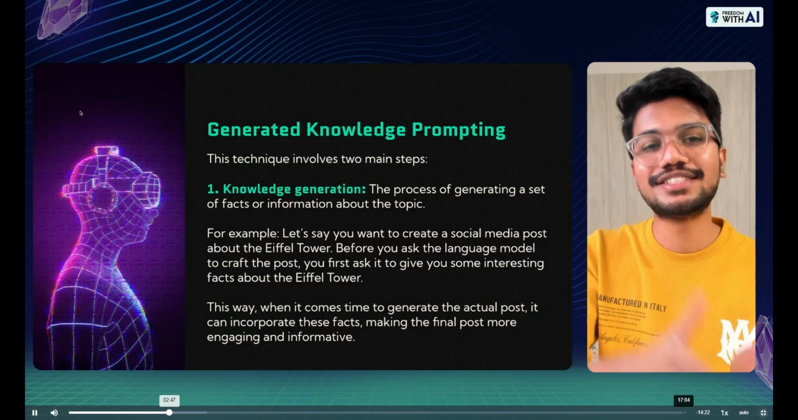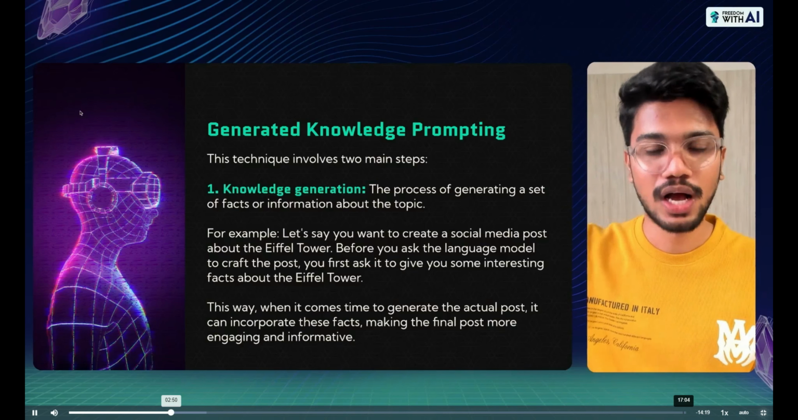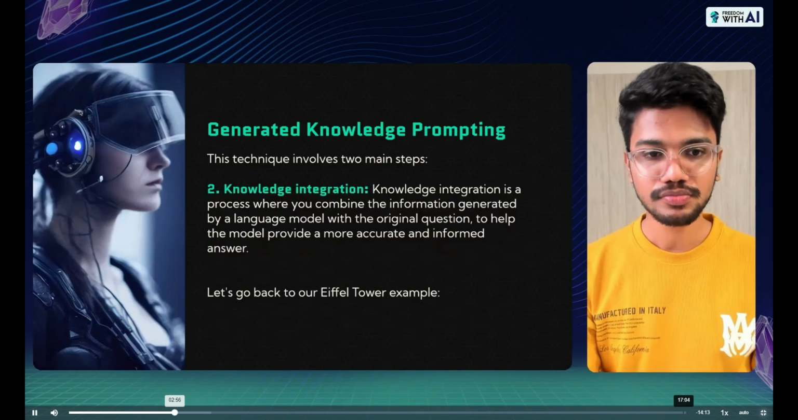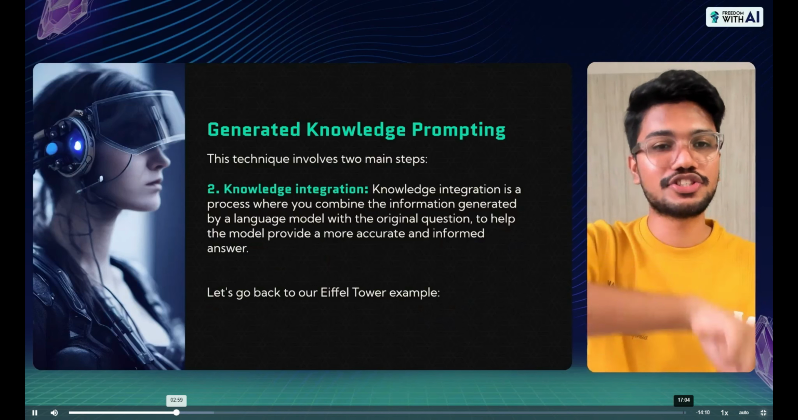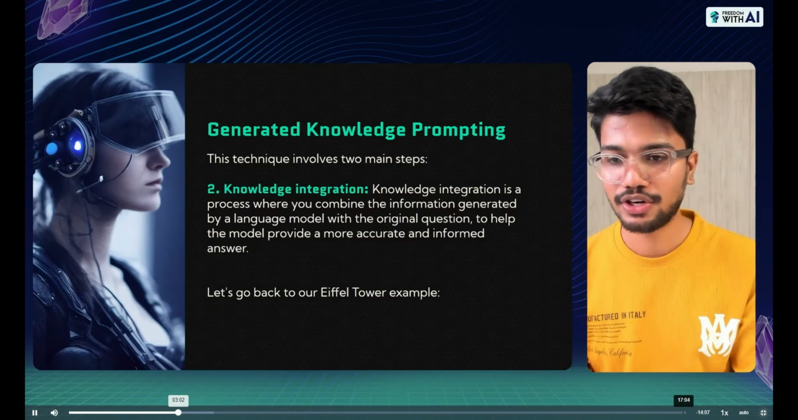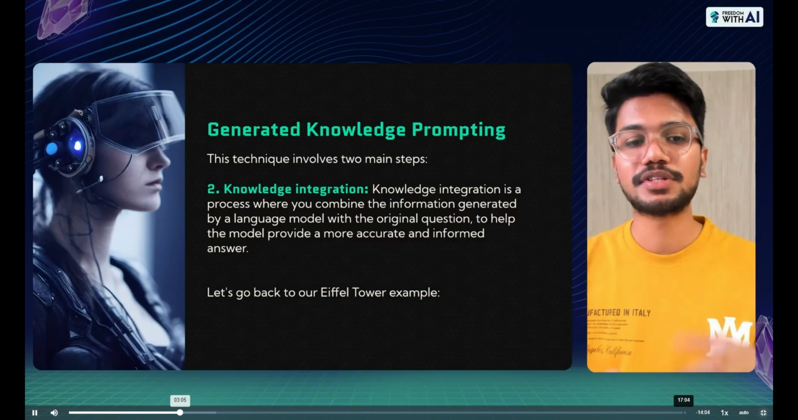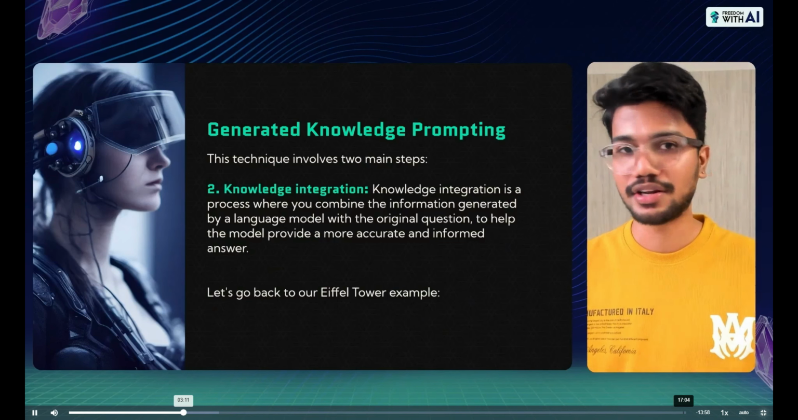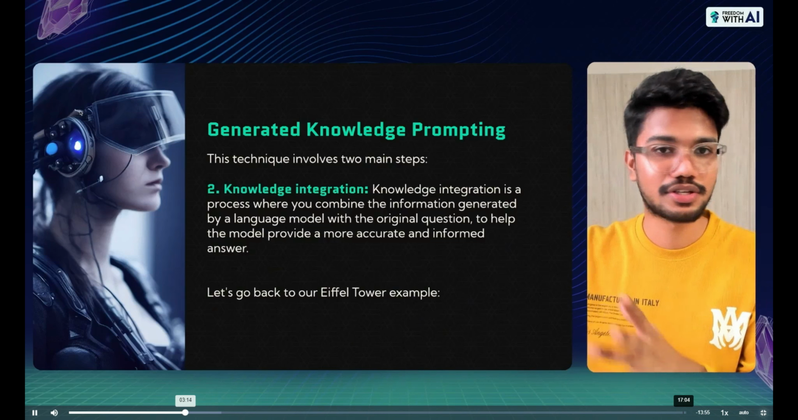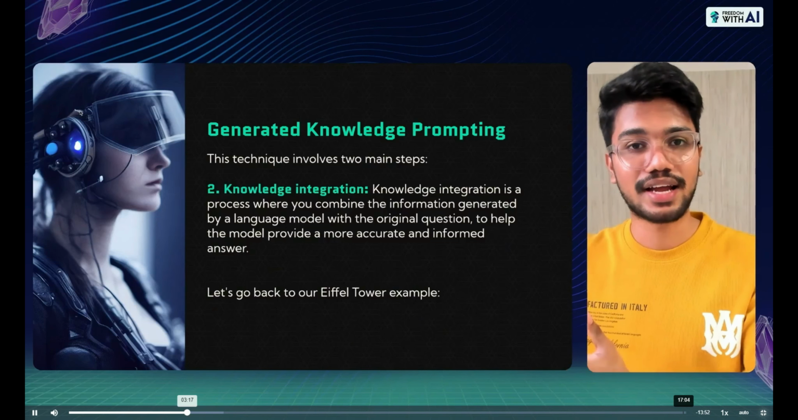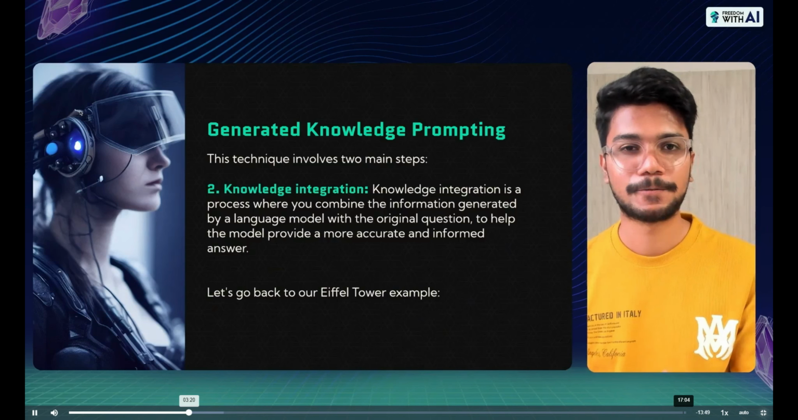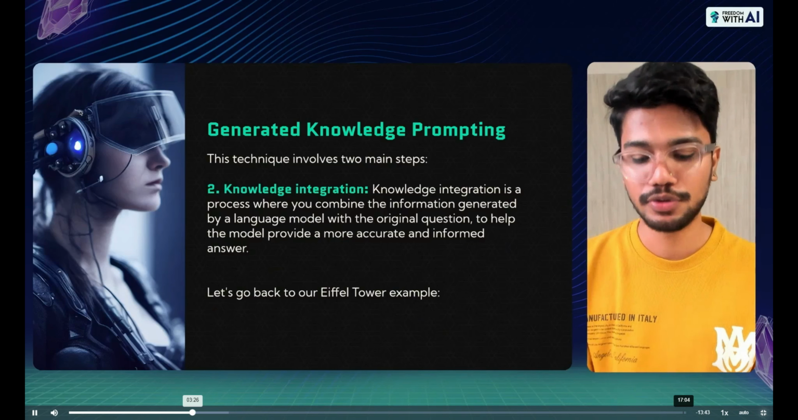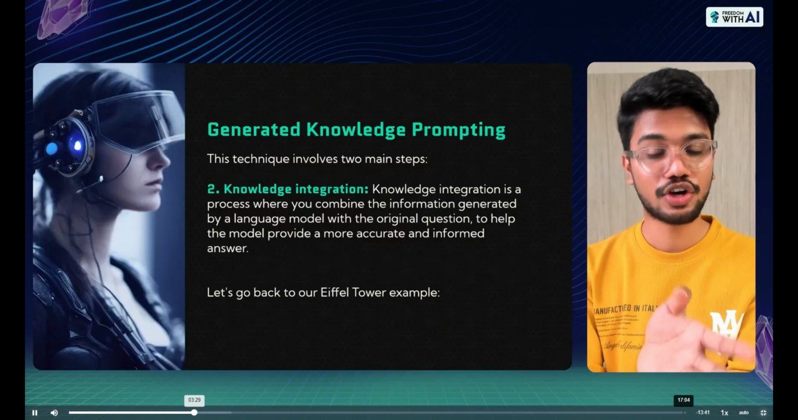The first step is to generate knowledge regarding the topic that you are going to ask your final question on. And the second step is integrating the knowledge you already got. Knowledge integration is a process where you combine the information generated by the large language model with the original question to help the model provide a more accurate and informed answer. Like the last question, you remember: create a travel itinerary for Paris using the relevant information on top. That is when it will give you the best itinerary, and that step is your knowledge integration.